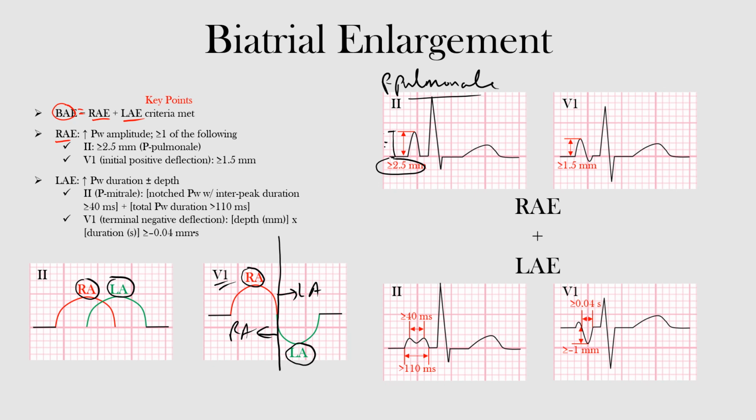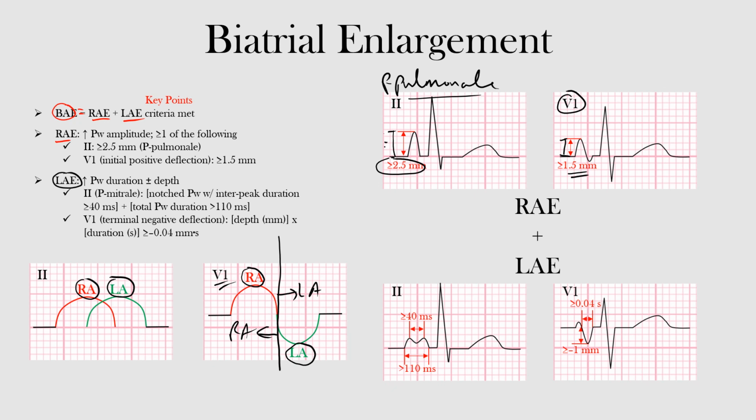Now, the other criteria we said was with the initial positive P wave deflection in lead V1. Here's V1, and remember the initial P wave is this portion here, and notice that it has to be at least 1.5 millimeters in amplitude, and it's certainly the case here. So we need that criteria, and then we need one of these left atrial enlargement criteria. So let's go through this criteria here for that.